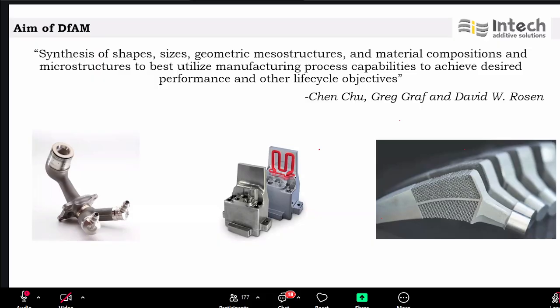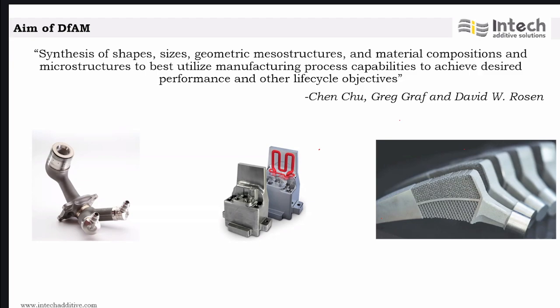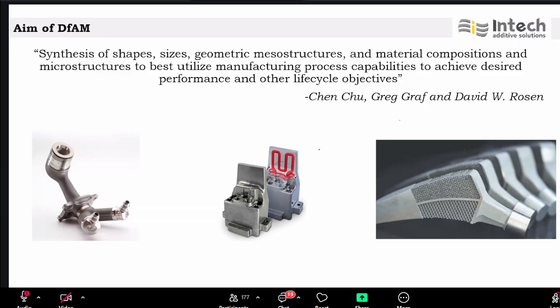Next is about the geometric mesostructures. It's about latticing and infill patterns. You can make internal architectures that are lightweight and also strong, where an optimized density distribution is there. This is quite impossible in traditional manufacturing processes, and it's only possible in additive manufacturing. And it's also about material compositions and microstructures: which material, which alloy, which properties, and then how it should be deposited to achieve the desired strength, ductility, or thermal properties, and so on.